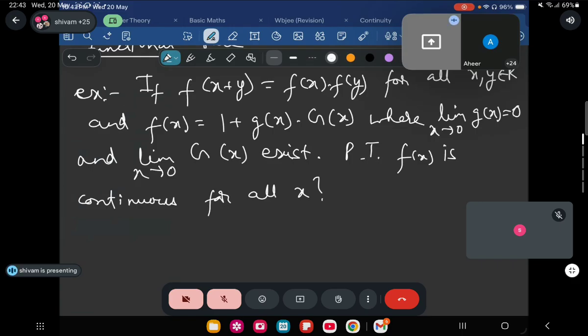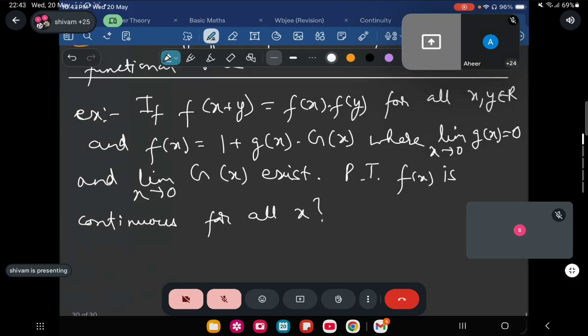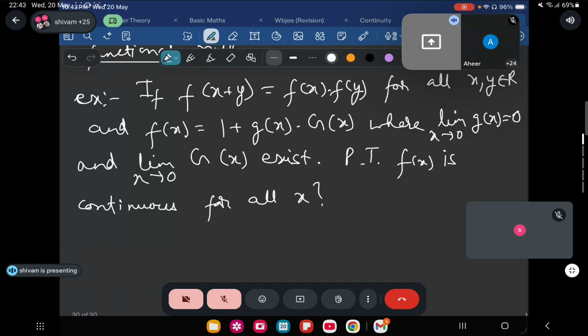Correct. But over here, only the functional equation is given to us. f of x plus y is equal to f of x into f of y. From here we can find the value of f of 0. So what is f of 0? Tell me. f of 0 is equal to 1 or 0. Then there will be two cases.